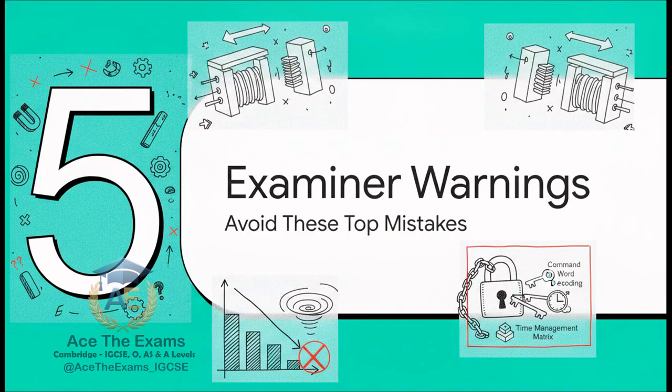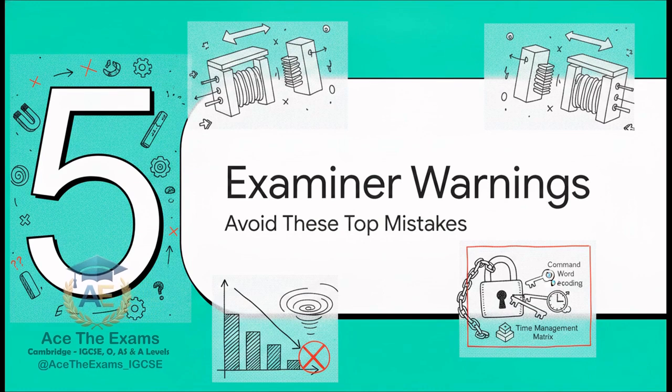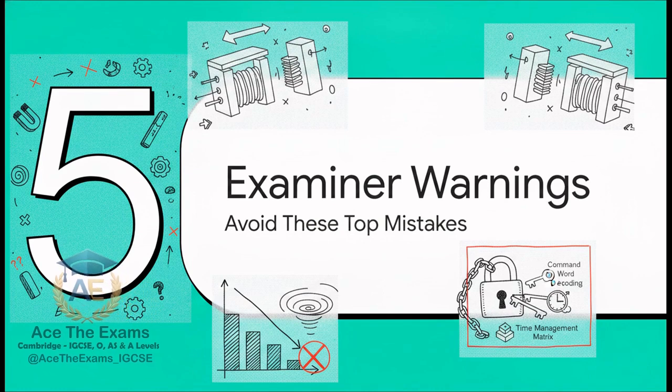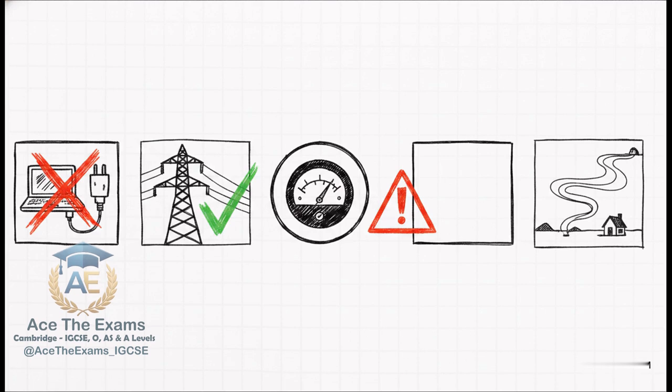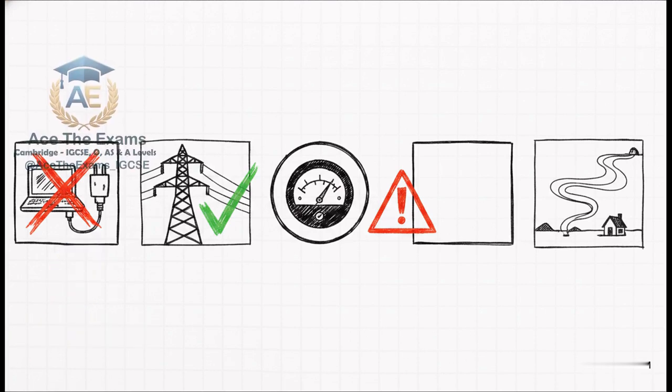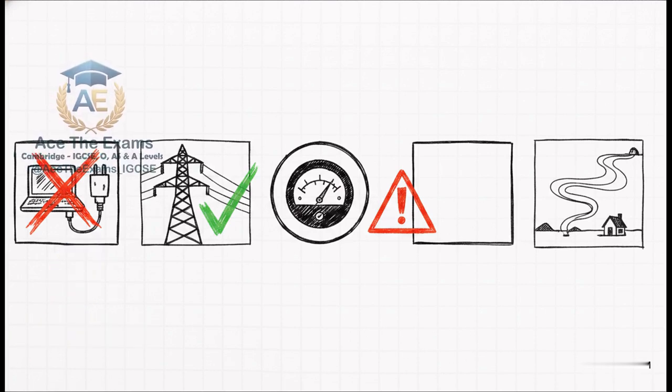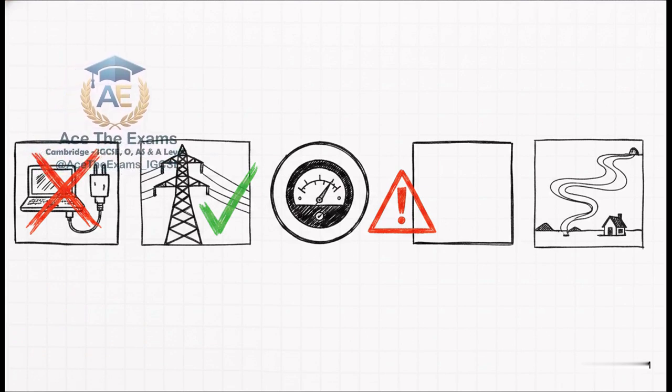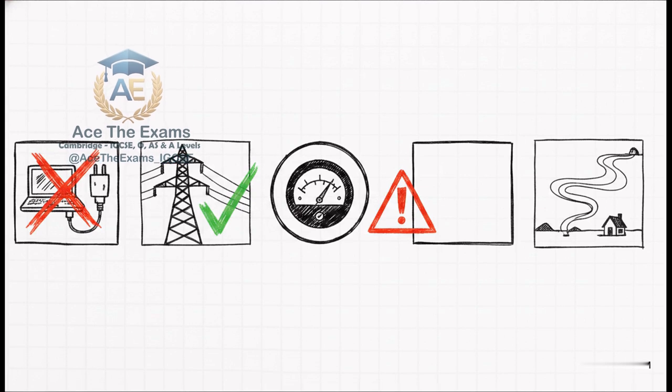Section 5. Top Examiner Warnings. Let's look at the ultimate insider's guide to the pitfalls you absolutely must avoid. We've thoroughly analyzed the principal examiner reports for the 0625 syllabus, and we've isolated the exact places where candidates hemorrhage marks unnecessarily. These top 3 mistakes prove that contextual accuracy is completely non-negotiable.